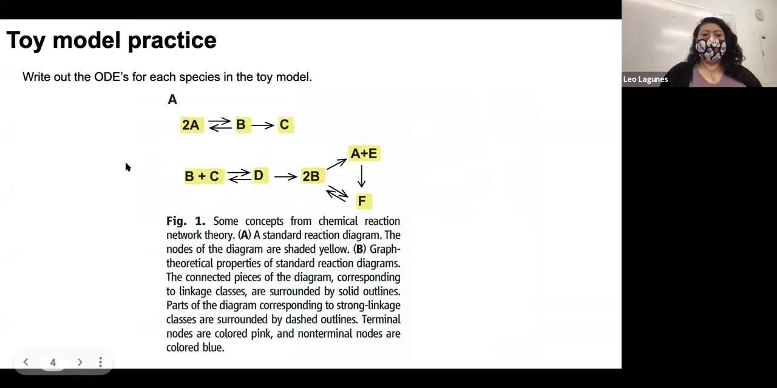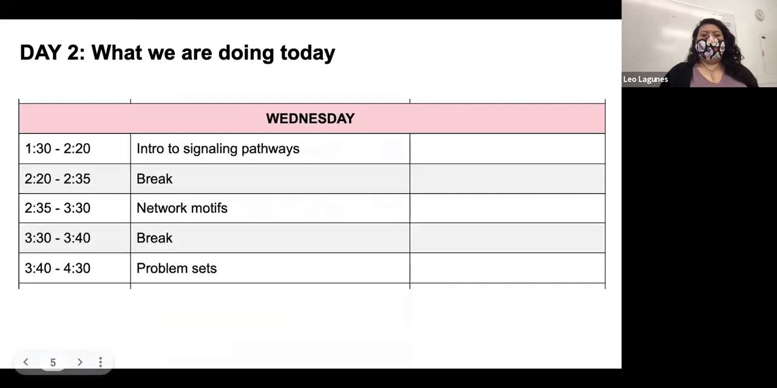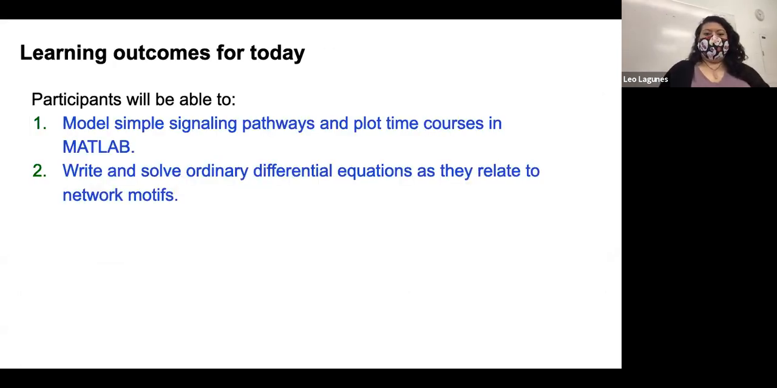Okay. And you're free to, I think at some point in the problem sets, we'll come back and actually plot this in MATLAB. I forget, I'll have to look at them. Okay, but for today, what we're going to do is talk a little bit about signaling pathways and how we can model some standard ones or some simplistic ones. We'll take a break and then we'll come back and do a little bit on network motifs. And then after the break, you'll have plenty of time to go over any of the problems that we've done up to this point and the ones on the problem sets, which I think there's only 3 problems. Okay, so what we're going to do today is model some simple signaling pathways, plot them in MATLAB, and write and solve our own differential equations for network motifs.